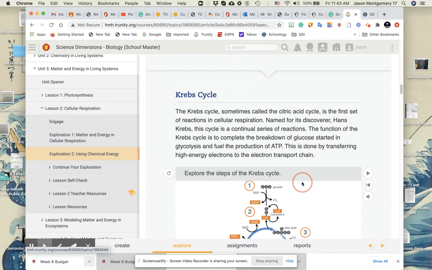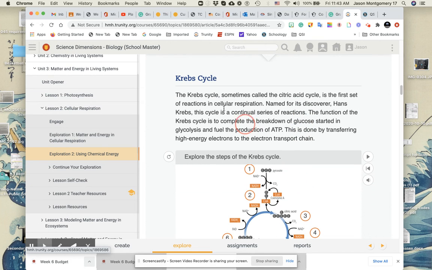So let's move down here to the Krebs cycle. The Krebs cycle is another one of these things that was discovered and won somebody a Nobel Prize. It's also called the citric acid cycle, right? You guys know what citric acid is, right? Also known as vitamin C, I think that's what it is. It's the first set of reactions in cellular respiration. And the name of it is from Hans Krebs, who discovered it. Man, that sounds like a German name.